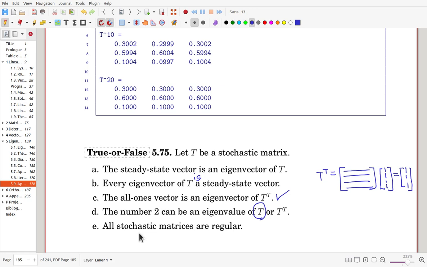All stochastic matrices are regular. Is it true? It is false. For example, the identity matrix is a stochastic matrix because each column sum is 1 and every entry is non-negative. However, if you take powers of the identity matrix, it is always the identity matrix. It never becomes a matrix which has all positive entries. So the statement is wrong.